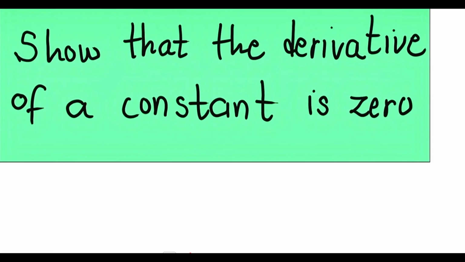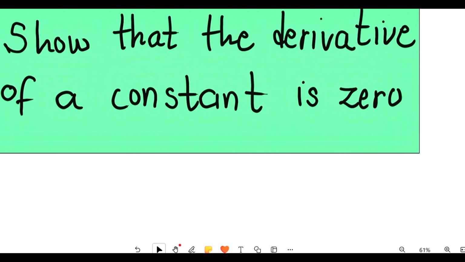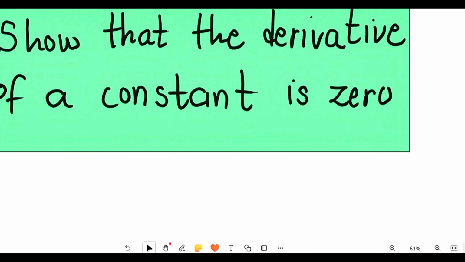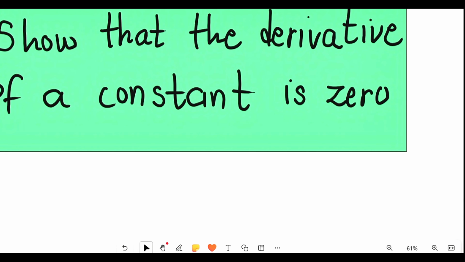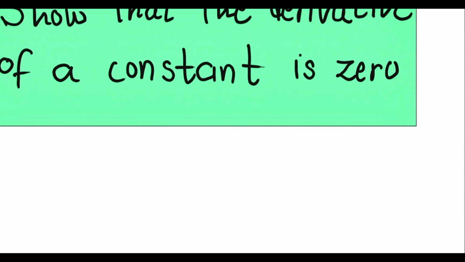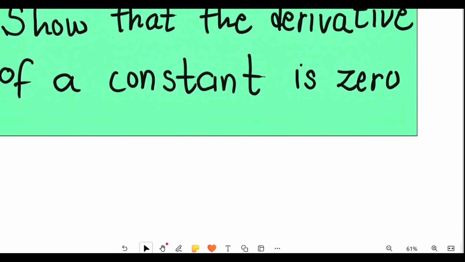Back to my online teaching platform. Still on how to determine the derivative of a function from the first principles. Now we have a question here which says, show that the derivative of a constant is 0. So we have to show that the derivative of any given constant is equal to 0.